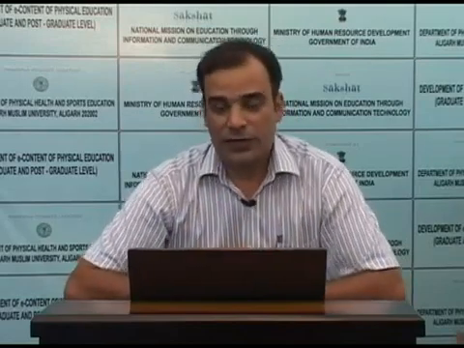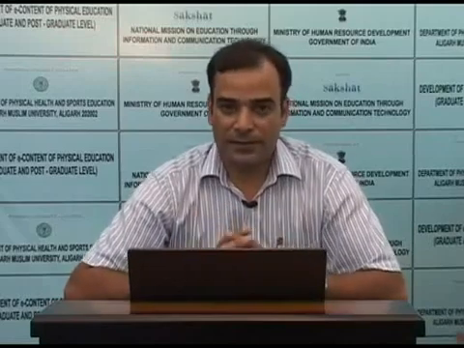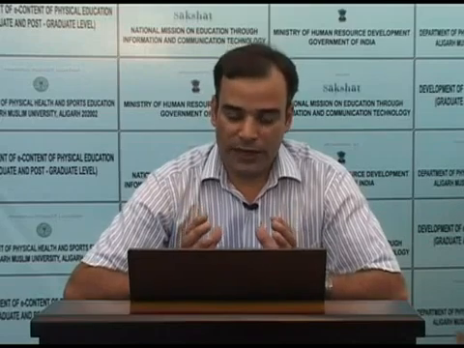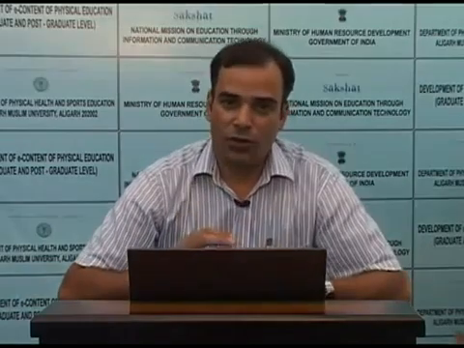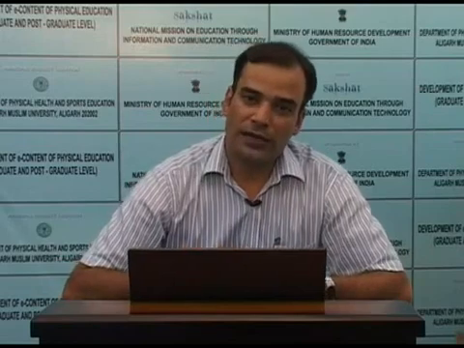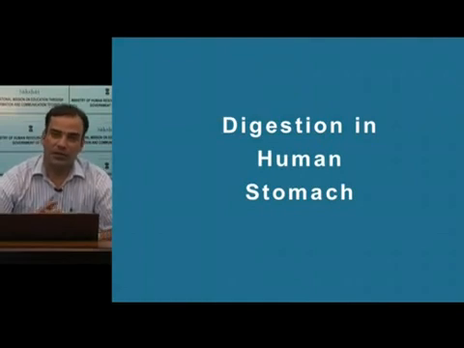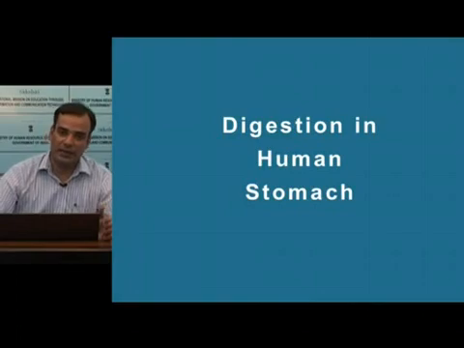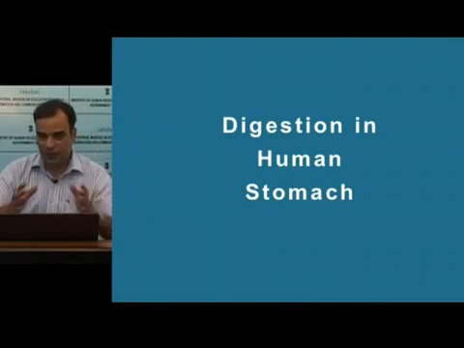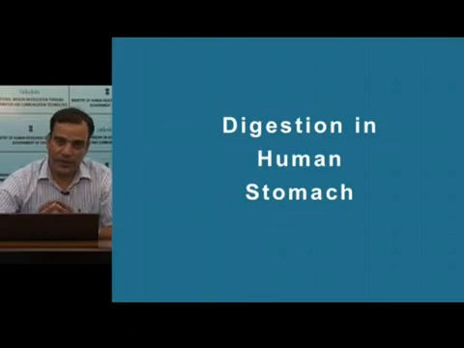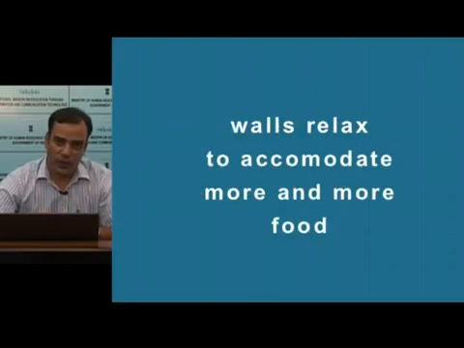Apart from accommodating food, it's very important that the walls of the stomach get relaxed, because if the stomach walls remain tonically constricted, what will happen? The more and more food reaches the stomach, it will increase the intragastric pressure. Now this increased intragastric pressure will lead to the reflux of food back into the esophagus, or it will lead to the quick emptying of the stomach into the duodenum without food being digested inside the stomach. So here, first in the stomach, its walls relax so that it can accommodate more and more food.